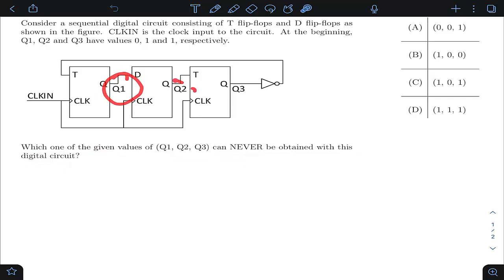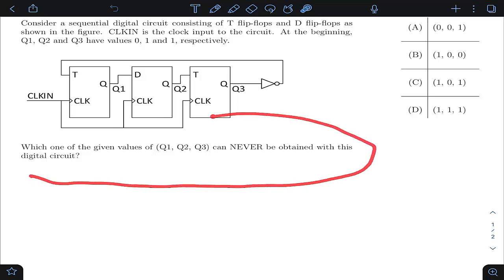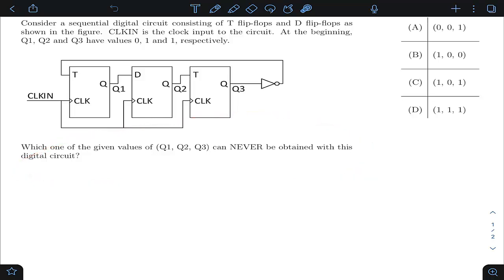So you have Q1, Q2, Q3. If the initial state is Q1 is 0, Q2 is 1 and Q3 is 1, which one of the following can never be obtained with these digital circuits? This is a student question based on counters. It's a counter circuit, we can say. So let us find the corresponding counting sequence. From there we can easily get what the question is meant for.